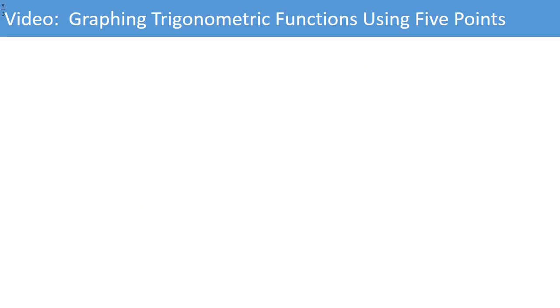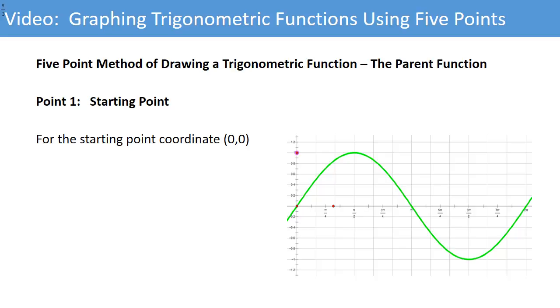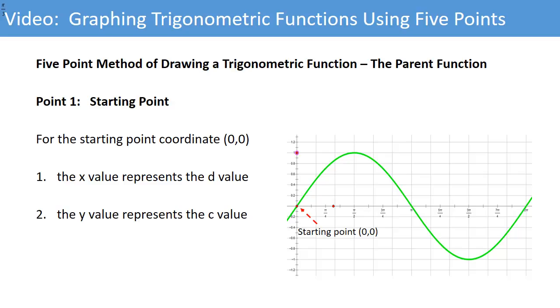Now, let's use this information as we look at the 5-point method of drawing a trigonometric function. Point 1 is the starting point. For the starting point, the coordinate is 0, 0. The x value represents the d value of the equation. The y value represents the c value of the trigonometric equation. The coordinate then is 0, 0.